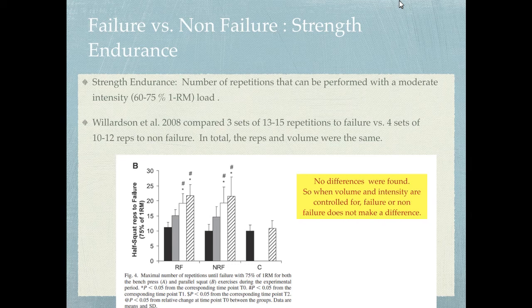In total, the reps and volume were the same. So they actually found that for strength endurance, training near failure every set versus training to complete failure every set, there are no real differences. So what that's basically saying is, if you look at the fact that you're going to get better strength gains if you fail in the last set, probably what you should do is train near failure for the first couple sets and then fail in the last.